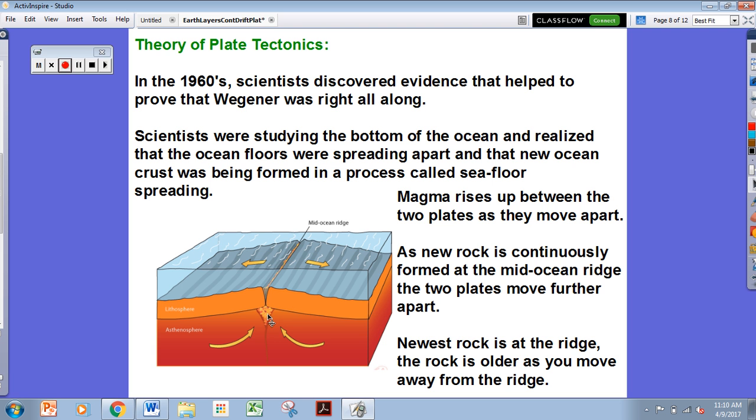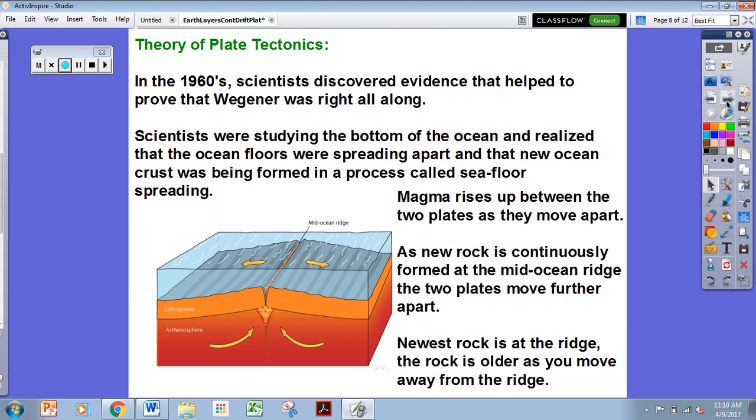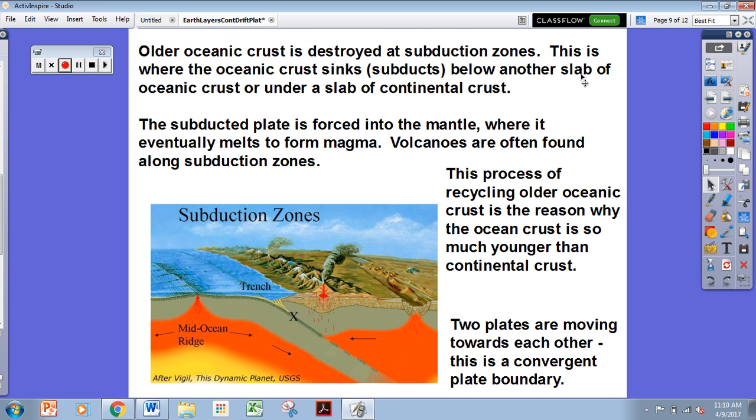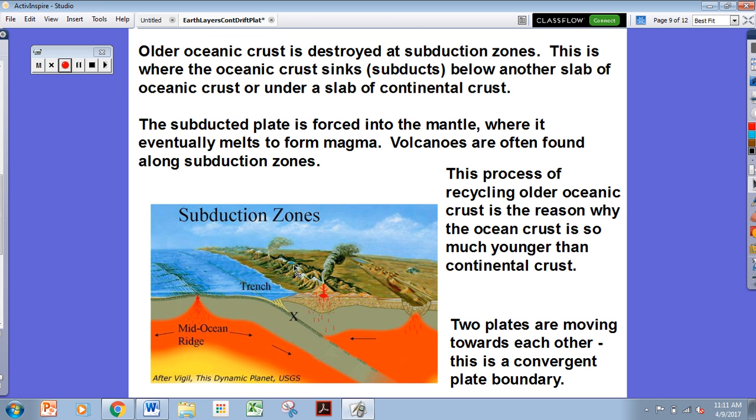Now, if this is happening, you would think that the Earth would be getting bigger and bigger if new crust is being formed all the time in the ocean. But just because there's new rock forming here, there's another process that's the opposite of that. Older rock is being destroyed in other parts of the ocean crust. So basically the ocean crust is being recycled. Older ocean crust is destroyed at what are called subduction zones.